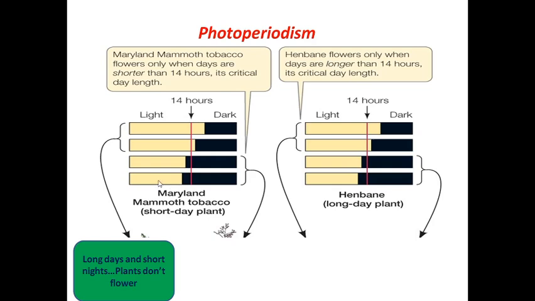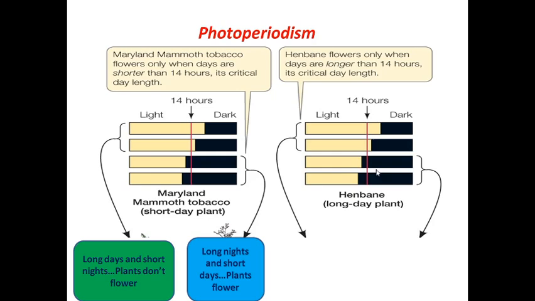Now in the second case, what happens when the night is longer than the critical photoperiod and the day is shorter? Here also the night is longer than the critical photoperiod and the day is shorter. In this case, the plant showed flowering. Long nights and short days, plants flower. So they found that in this case the plants showed flowering.